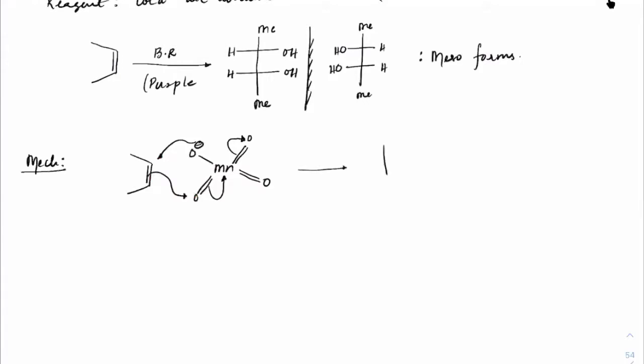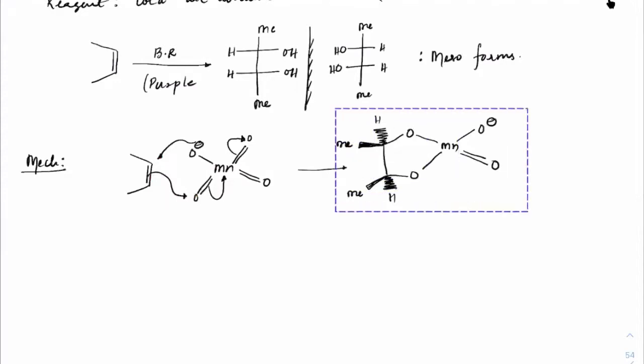And how does that form? Here we have a methyl group and a hydrogen. Imagine this hydrogen is going back and methyl is coming out of the plane. In the same way, this hydrogen is going back and methyl is coming out of the plane. The two oxygens are connected with manganese, which is connected to O minus and a double-bonded O. Now this attack could happen the other way around also, where methyl is going inside and hydrogen is going outside. So two of them can form here.